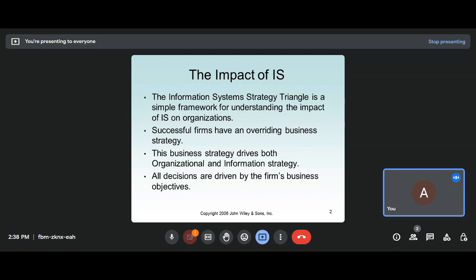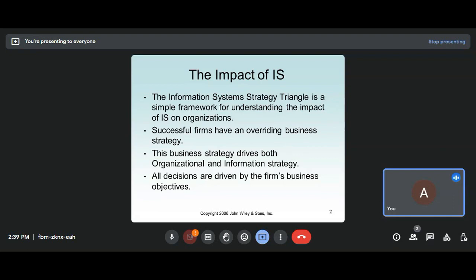It is a simple yet effective tool that can help organizations understand the impact of their information systems on their overall business objectives. According to the framework, successful companies have a well defined business strategy that guides all their activities. This business strategy drives both the organizational and information strategies, meaning that these two strategies should be aligned with the company's overall business objectives.